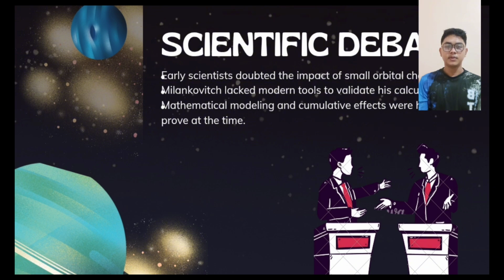Milankovitch lacked modern tools to validate his calculations. The lack of validation tools: in the 1930s, Milankovitch did not have access to modern instruments or computational technology to prove his theory. His calculations relied on basic mathematical models, which, though detailed, were insufficient to convince the scientific community.